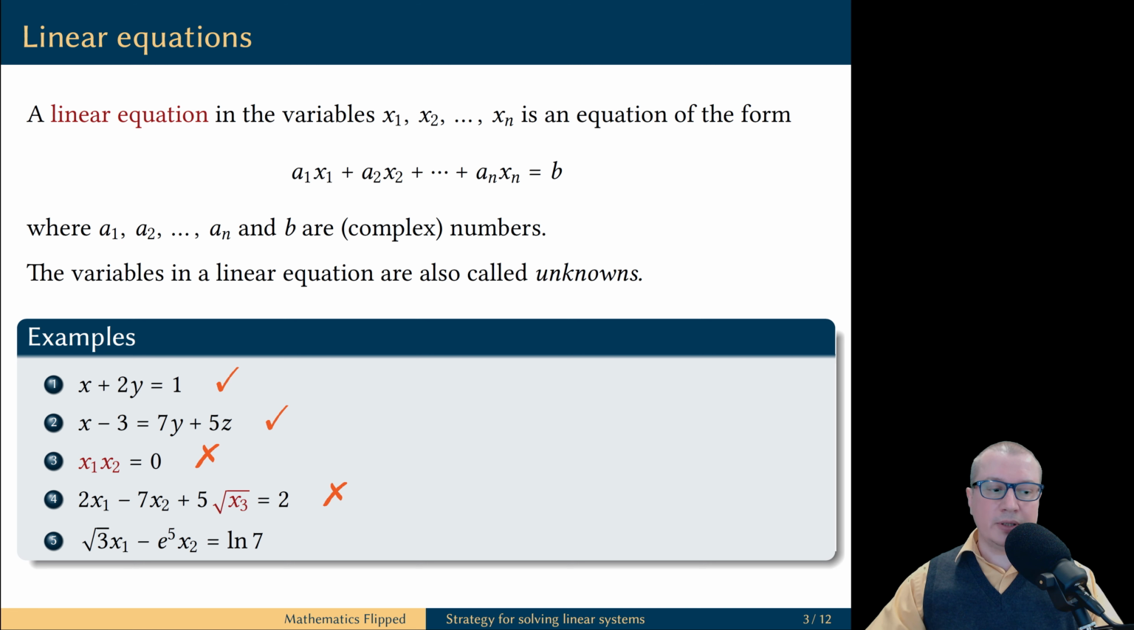Finally, take a moment to decide if this is a linear equation. It looks like it's not because we have square root, we have exponents, we have logarithms, but these are simply constants. These are numbers. We have x1 multiplied by a number, we have x2 multiplied by a number, so this is a well-defined linear equation.